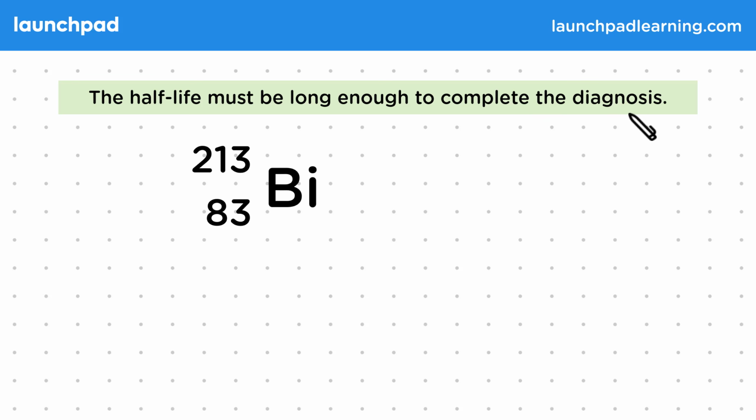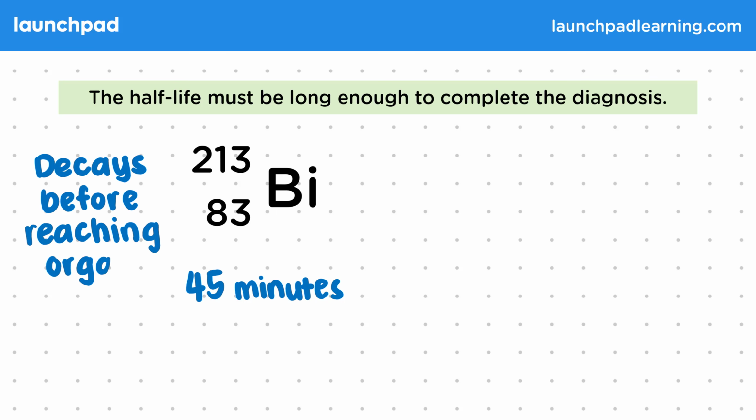Bismuth-83 is an example of an isotope with a very short half-life of just 45 minutes. This half-life isn't suitable, as the bismuth decays before reaching the organ. So the radiation is too weak when it does reach the organ, so it can't be detected.